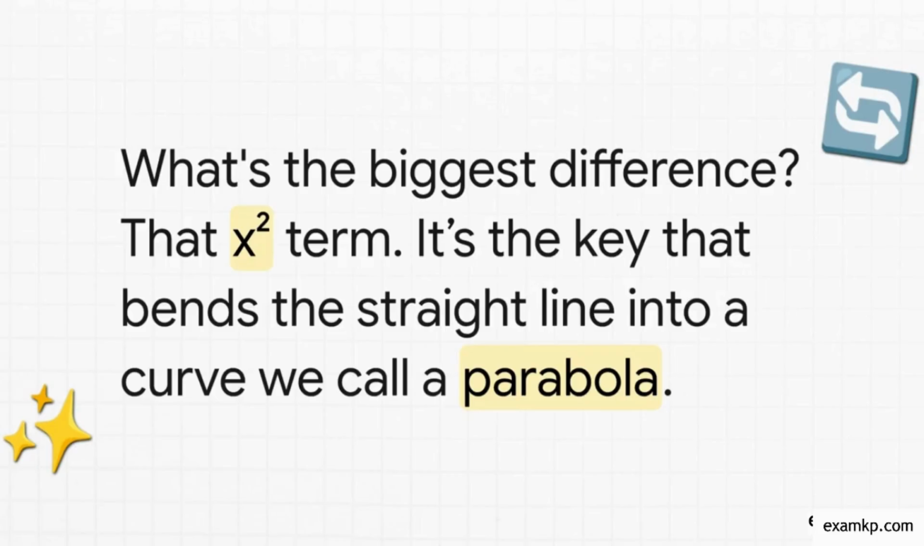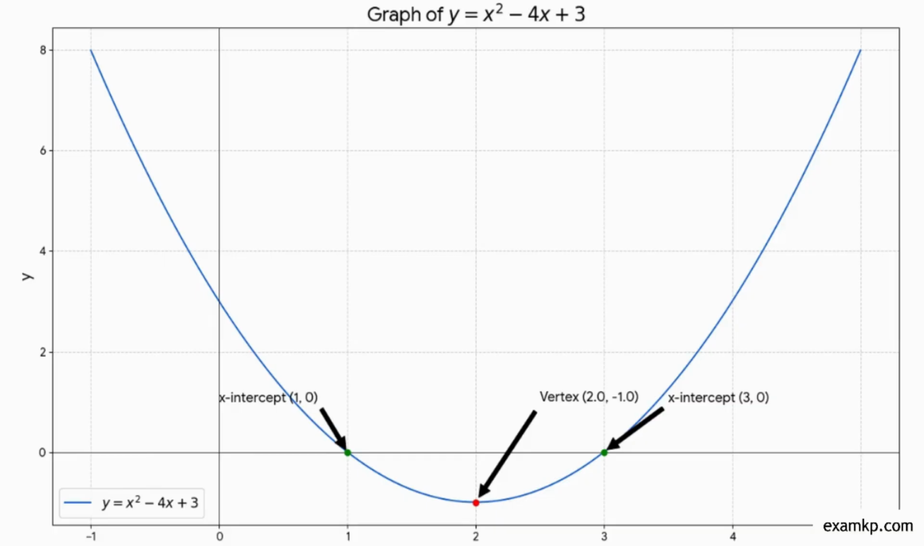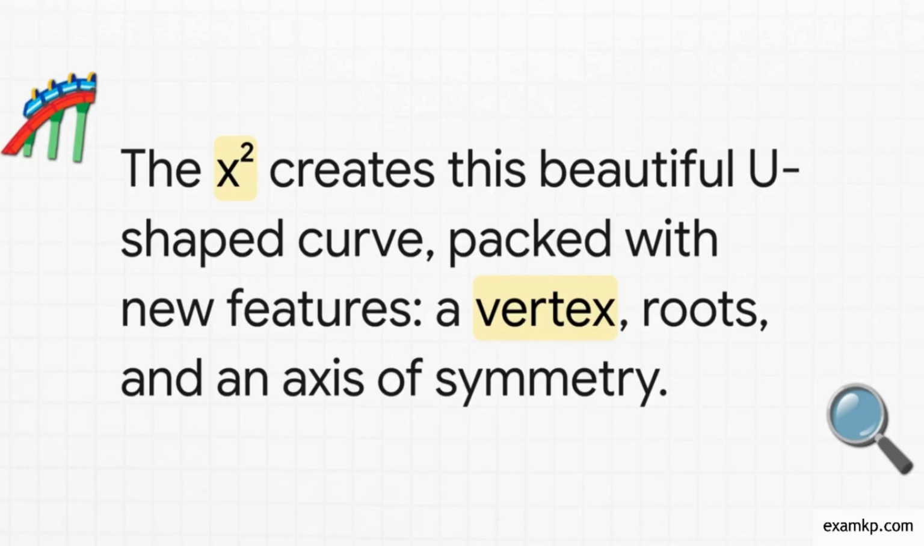That little 2 up there is the game changer. That is the single thing that takes our nice, predictable straight line and bends it into a totally new shape we call a parabola. And boom, here's what that x squared does. It creates a beautiful U-shaped curve.